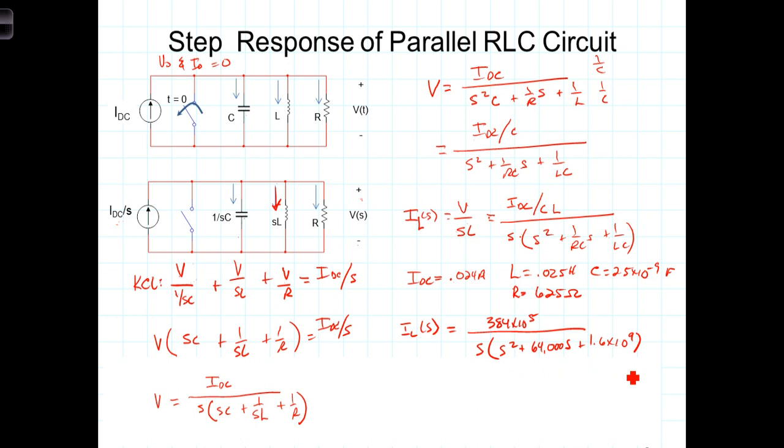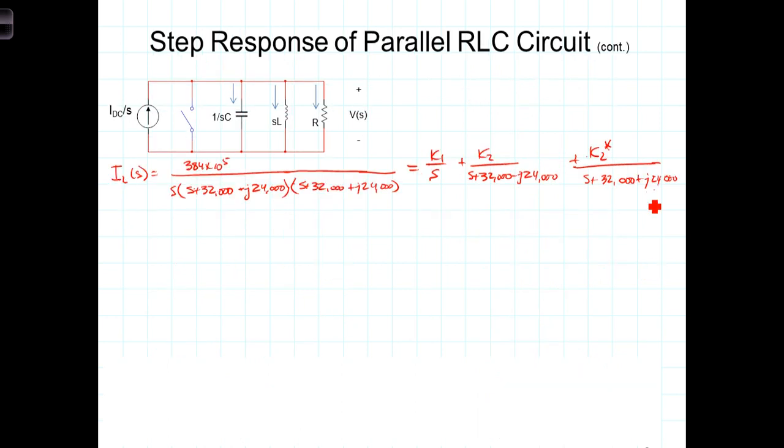So in order to do that, we need to find the roots of this, or we need to factor this. And when we do so, we find that S is equal to negative 32,000 plus or minus j 24,000. Just plugging this quadratic term into the quadratic formula, we get those two values for S. And the two factors associated with this are S plus 32,000 minus j 24,000 and S plus 32,000 plus j 24,000.